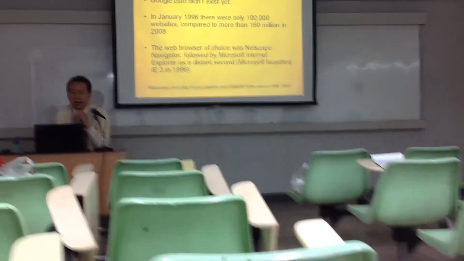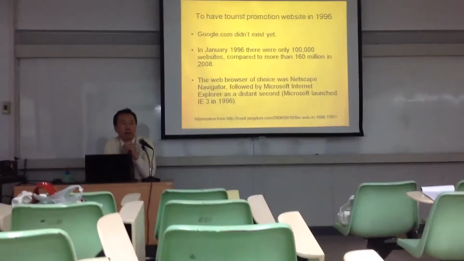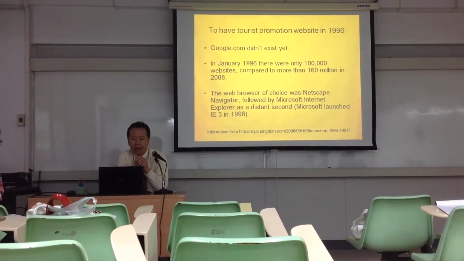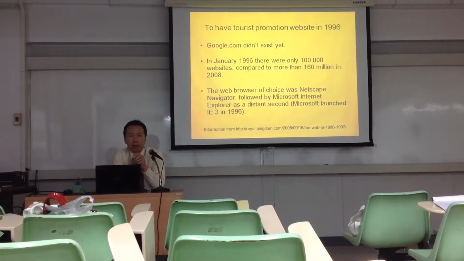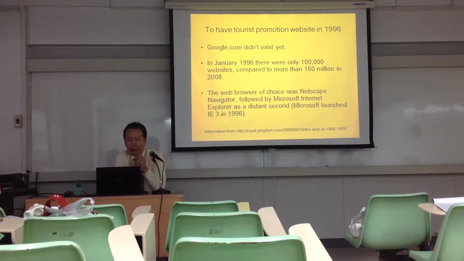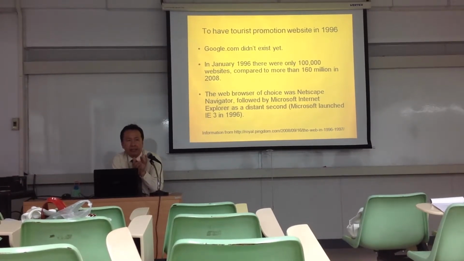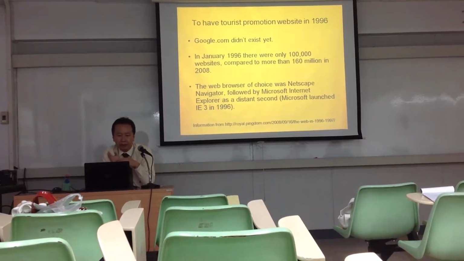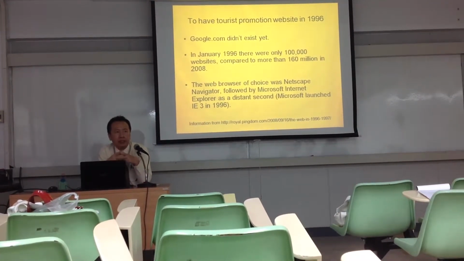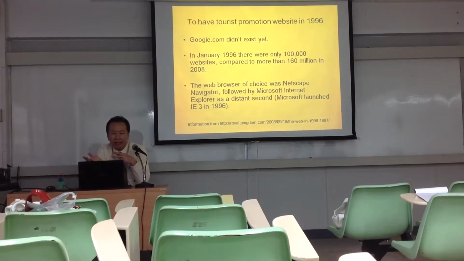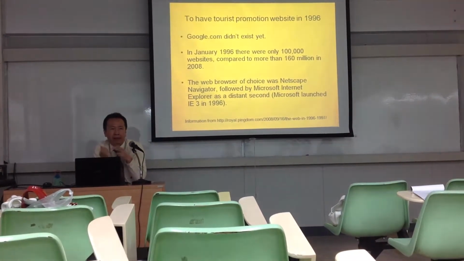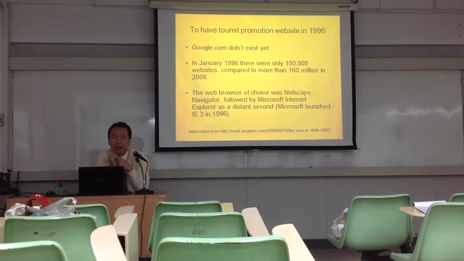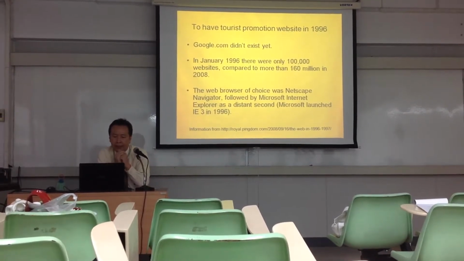When we started this project in 1996, it was very new. Google did not exist yet, and at that time there were about 100,000 websites worldwide, compared to 160 million websites in 2008. So when we started to produce a website in 1996, it was totally brand new, and thanks to the Bureau of the Royal Household for letting us investigate that presentation.